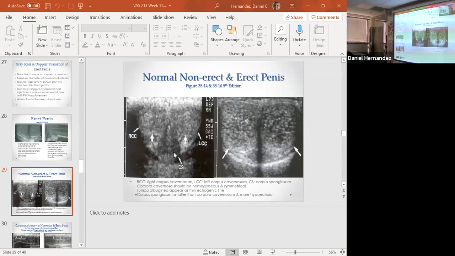So this is a cross-sectional view showing the differences between a non-erect and erect penis. We see now dilatation of the sinusoids causing dilatation of the corpus cavernosum. It appears more heterogeneous in appearance.